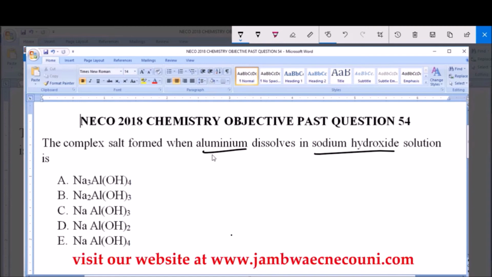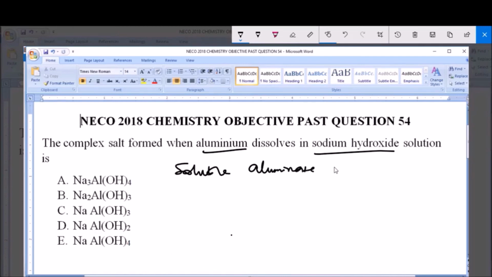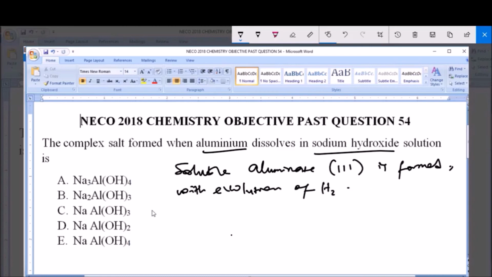Now, when aluminium dissolves in sodium hydroxide, soluble aluminate 3 is formed, and not just that, with evolution of hydrogen gas. Now let me give this with the equation.